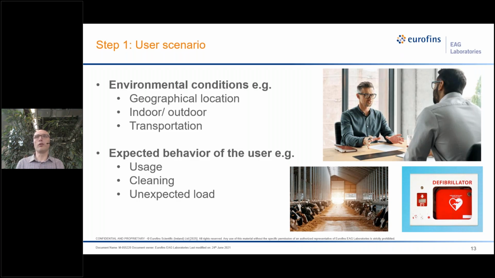Think, for example, of a light application that is hung in a stable on a farm. It can be exposed to large variations in temperature, but also large changes in humidity. And in addition, the application is also exposed to, for example, ammonia gas from animals.